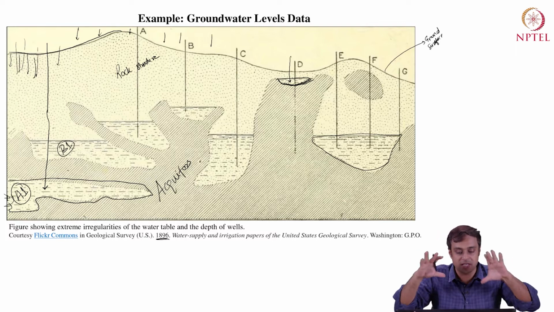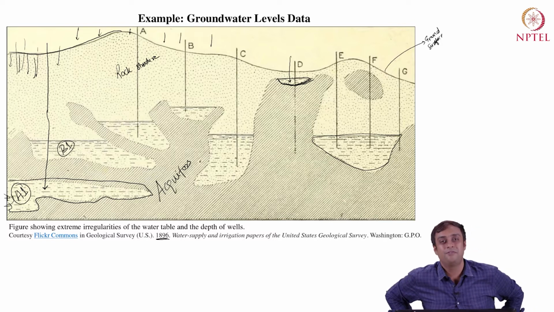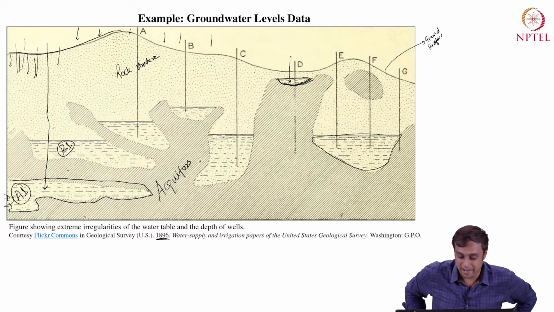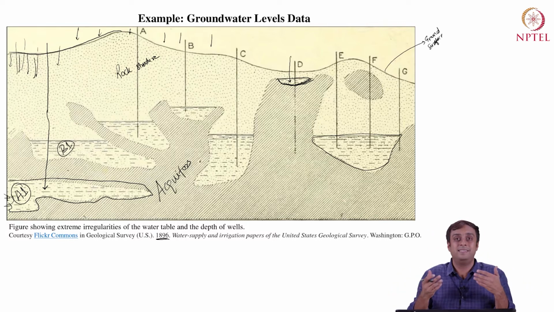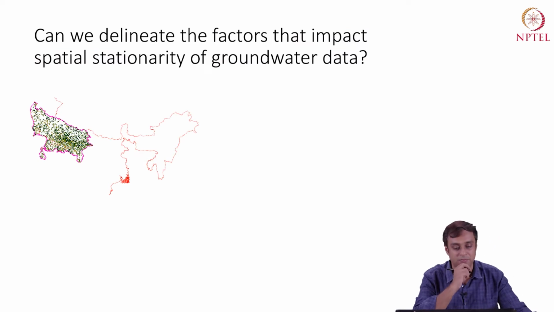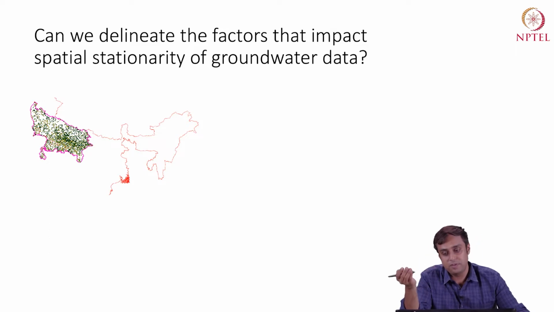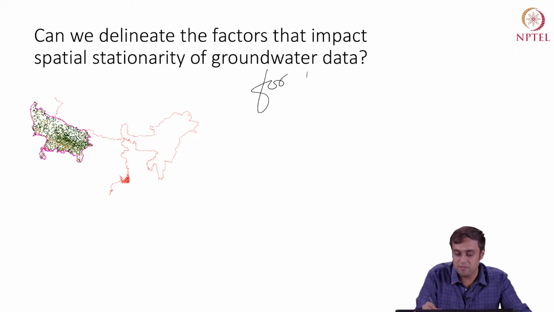So having seen a picture, perhaps a very complex picture, of the structure in which groundwater exists, let's move forward and try to assess the quest for stationarity for this surface. The exercise that we are doing here is that we are asking, can we delineate the factors that impact spatial stationarity of groundwater data? And we are saying specifically for Uttar Pradesh, India.